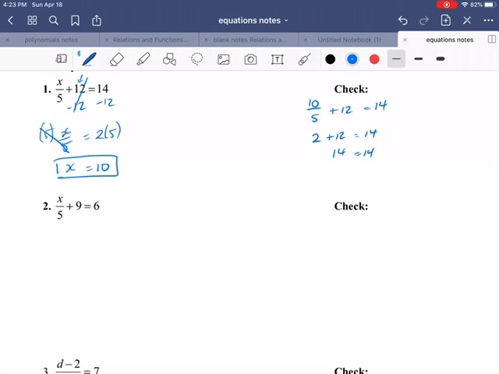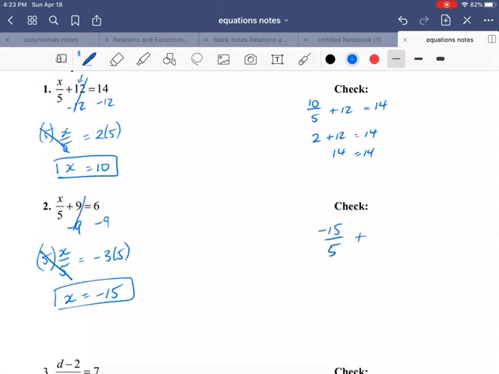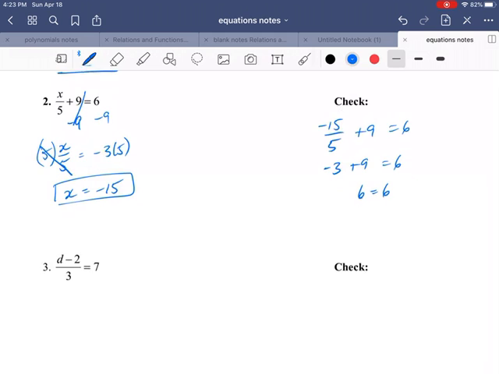Here again, we're going to start with the adding of 9. So the inverse operation is to subtract 9. 6 minus 9 is negative 3. To get rid of the denominator of 5, you're going to multiply by 5. And x equals negative 15. And to check, negative 15 divided by 5 is negative 3. And negative 3 plus 9 does equal 6.